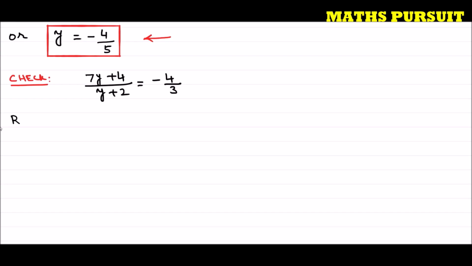So let us first check the right hand side. Now right hand side, no check is going to happen here. We can just write right hand side is equal to minus 4 upon 3. So we know that right hand side is minus 4 upon 3.